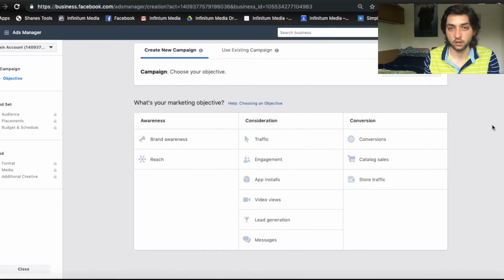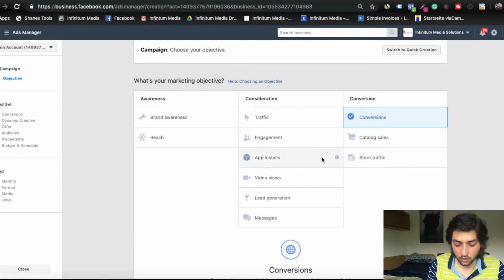Okay, I'm going straight for the kill. I'm going to go for conversions, because that's going to get you purchases, and that's what we are going to be optimizing for. Facebook's going to go within their audience and find people who are more likely to convert and target them. Okay, so that's where you want to start.